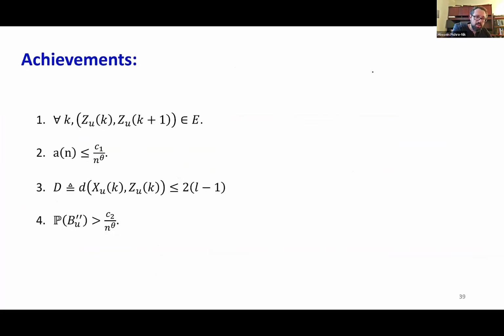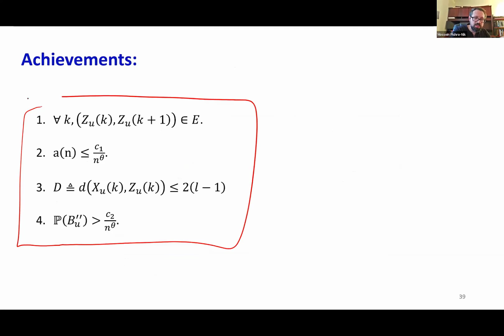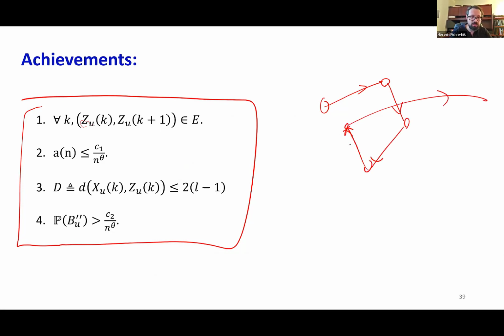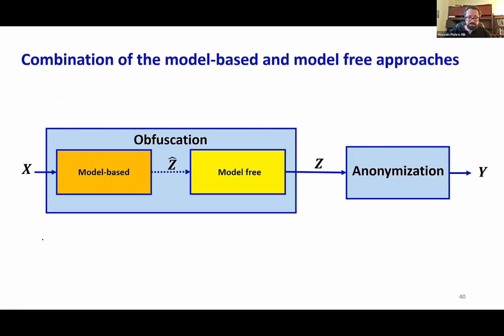It turns out that all of these four conditions can be satisfied. You are always reporting values on the graph, so you are not jumping from location to location. The noise level goes to 0. The distance is limited, and the probability of having a certain pattern is large enough. That's the achievement that we obtain in this context.